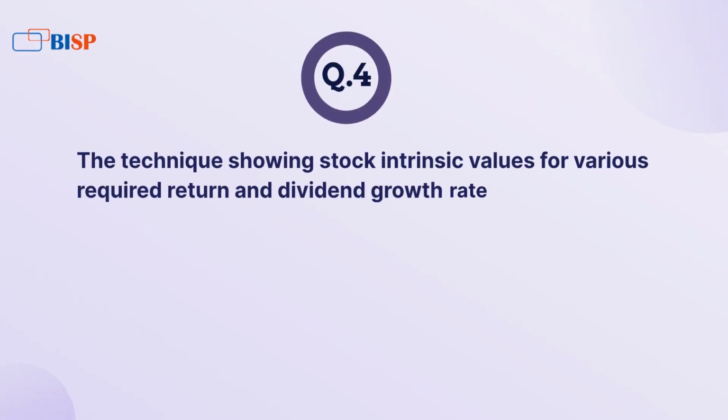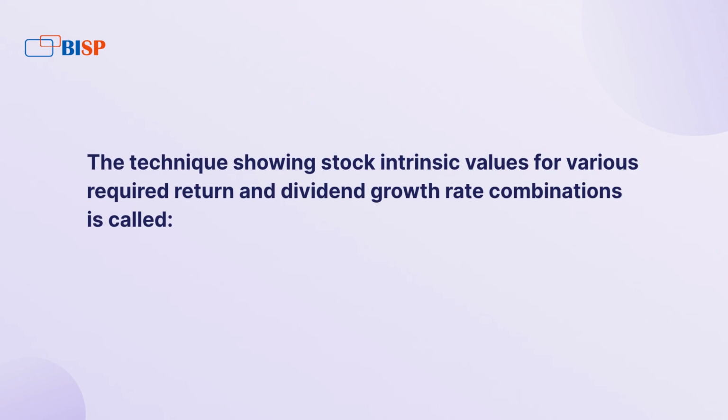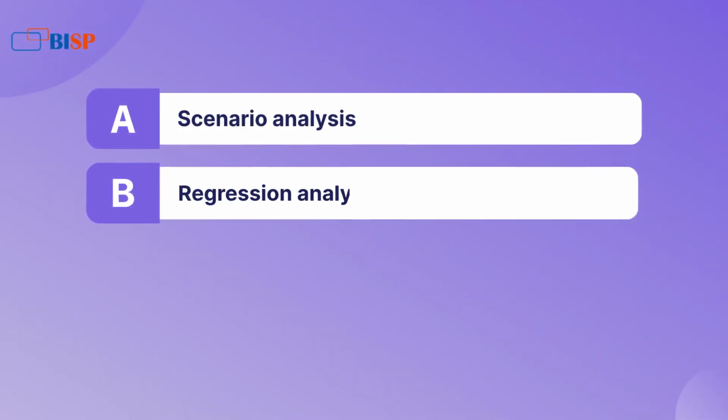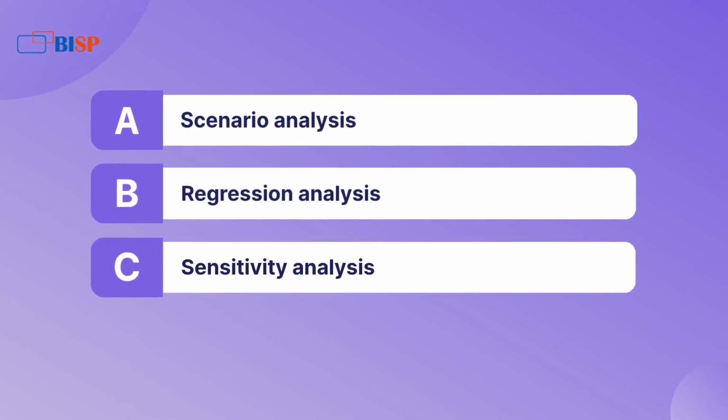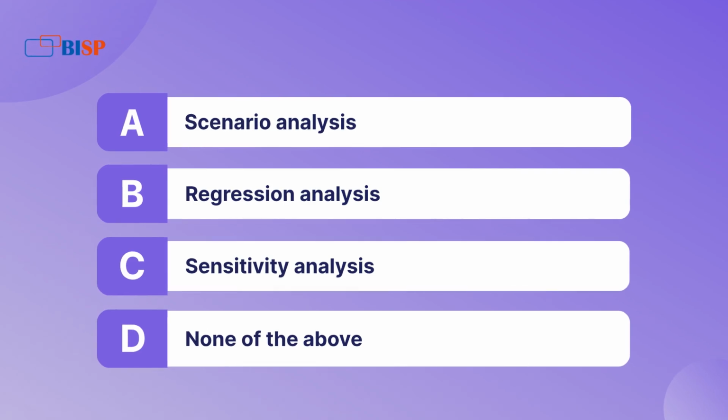Question number 4. The technique showing stock intrinsic values for various required return and dividend growth rate combinations is called: A. Scenario analysis. B. Regression analysis. C. Sensitivity analysis. D. None of the above.